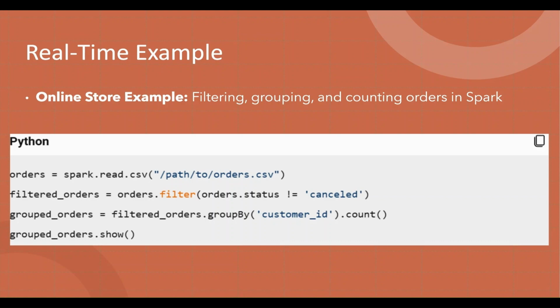First, we are loading the data from the order table. We have the order CSV, and we are loading the data into the order data frame. After that we filter out the cancelled orders, using not equal to. And after that we group by the customer ID. Once the cancelled orders are out, we group the data by customer ID, and after that we count. Last step is the counting.